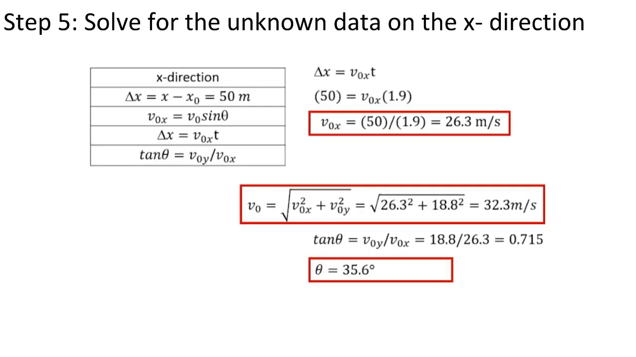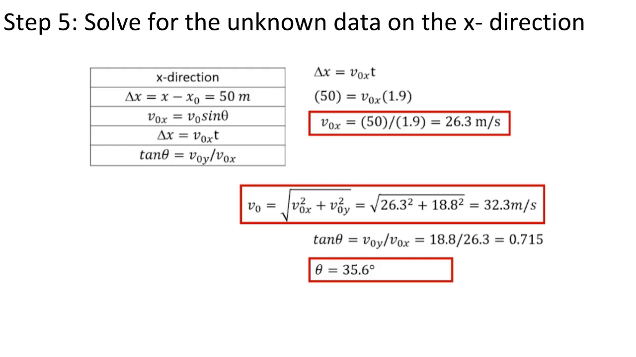Now for the fifth step, we are going to solve for the unknown data in the x direction. So now in the x direction, we have the change in horizontal displacement and we have the time from the y direction. So now we can get the x component of the initial velocity. And now to find the initial velocity as a whole with no components, we're going to take the square root of the sum of the squares of the initial velocity in the x direction and the initial velocity in the y direction. And since we have both these values, we can compute it to be 32.3 meters per second.